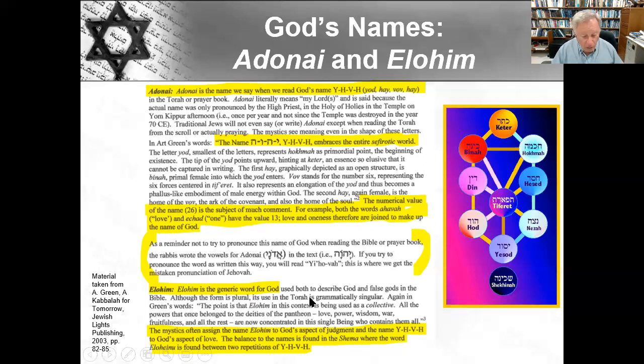Elohim is a generic word for God, used to describe both God and false gods. The mystics often assign the name Elohim to the aspect of God's judgment, and Yud He Vav He to God's aspect of, I would say, compassion rather than love. The balance to the names is found in the Shema, where the word Elohim is found between two repetitions of Adonai. Shema Yisrael, Adonai, Eloheinu, Adonai Echad.